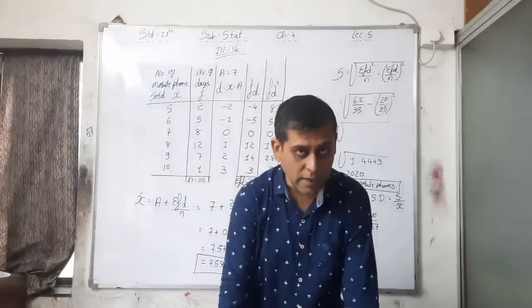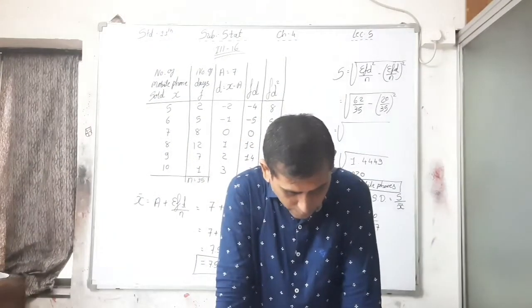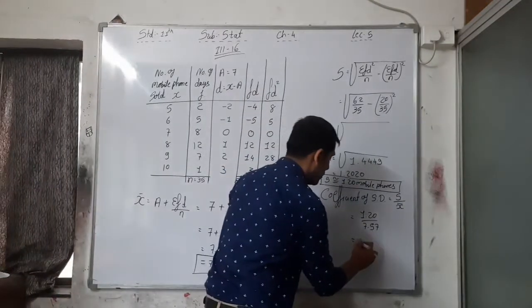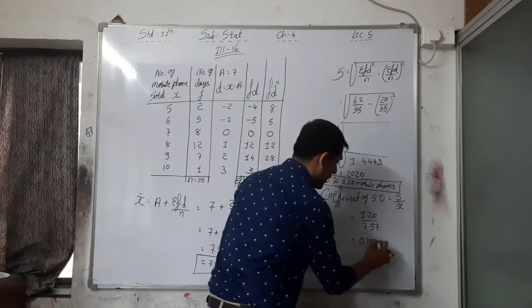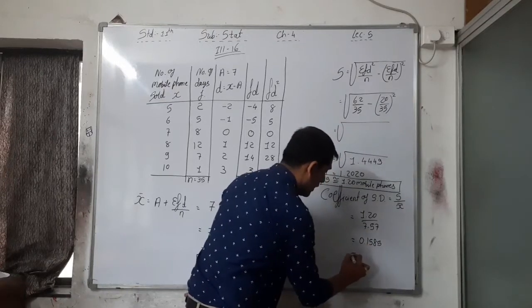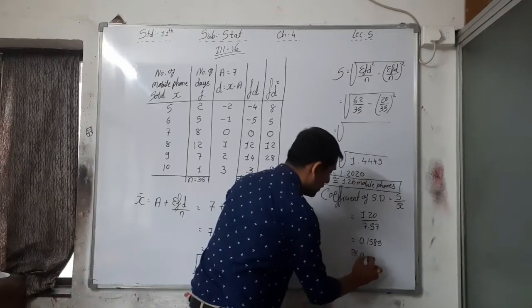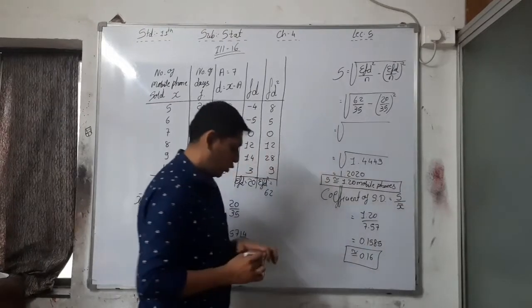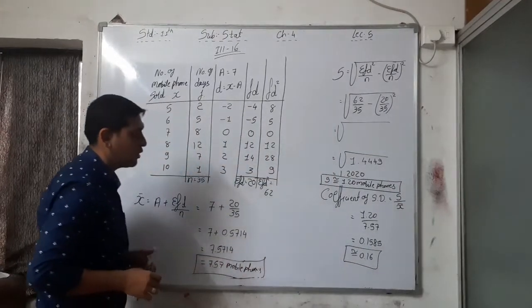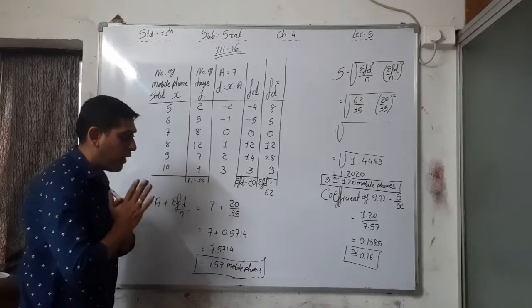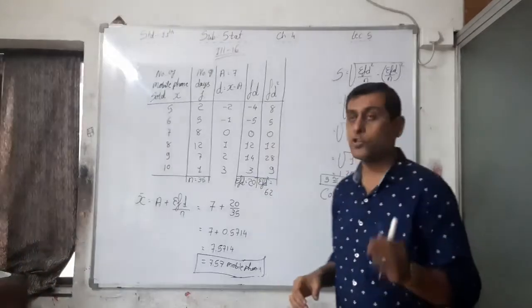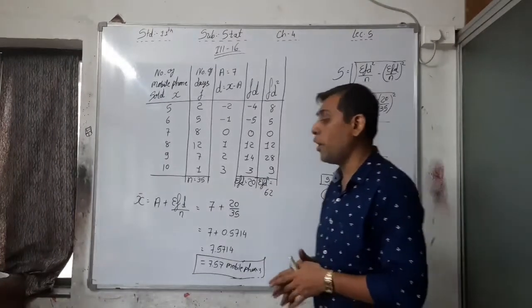It must be in 0 point, compulsory. So the answer is 0.1585. That's why your approximate answer is 0.16. So your coefficient of standard deviation is equal to 0.16. Okay, so here your illustration number 16 is over.